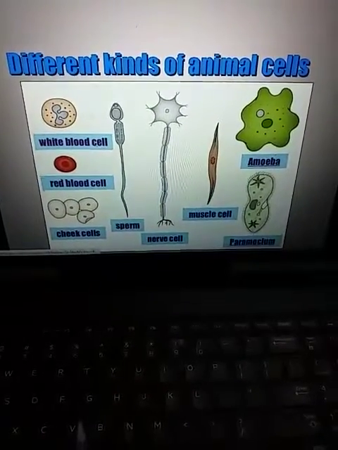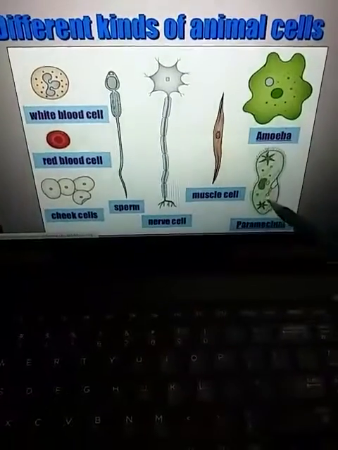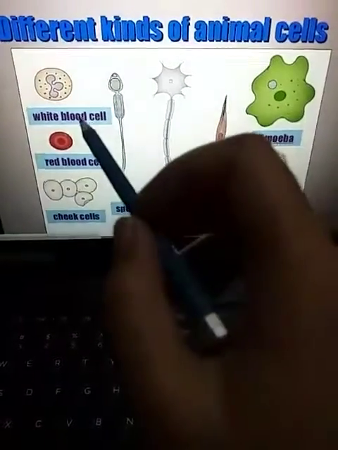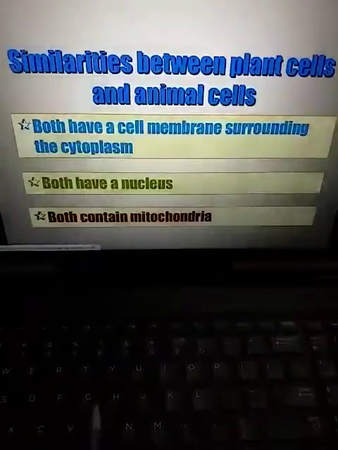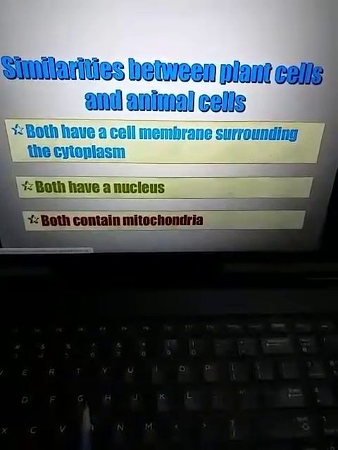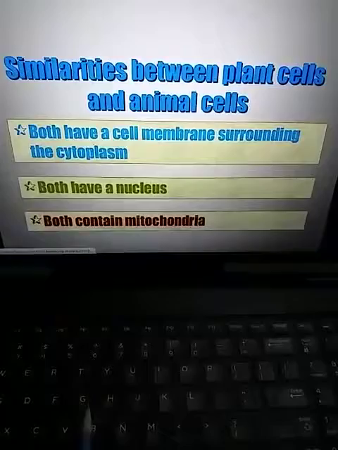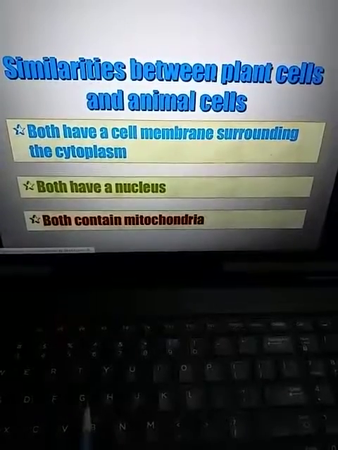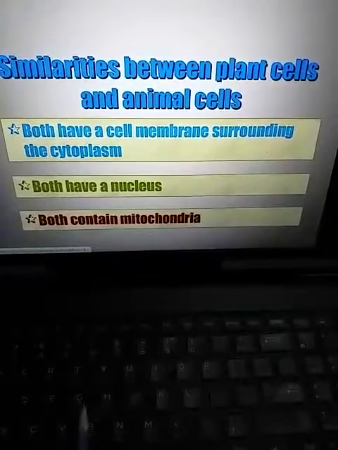Now you can watch the different kinds of animal cells, and these are the muscle cells. This is the amoeba, this is the paramecium, and this is the white blood cell, red blood cells, and the cheek cells. These are the different types of animal cells. So we will see what are the similarities between the plant and animal cell. Both have a cell membrane surrounding the cytoplasm, both have the nucleus, and both contain the mitochondria.